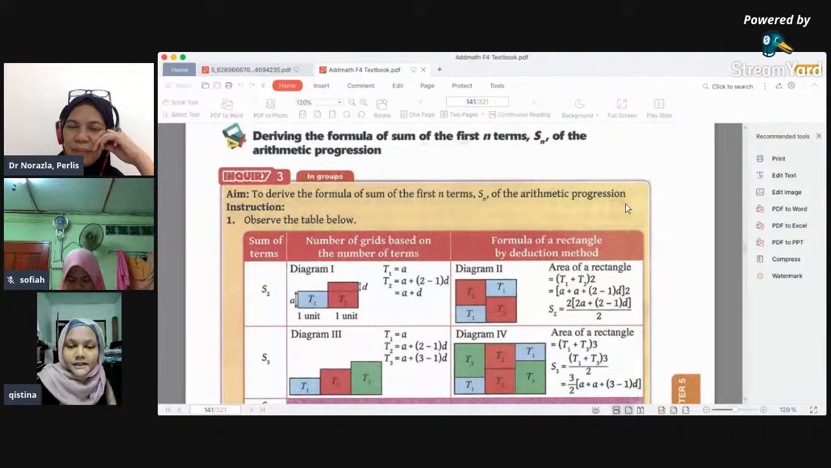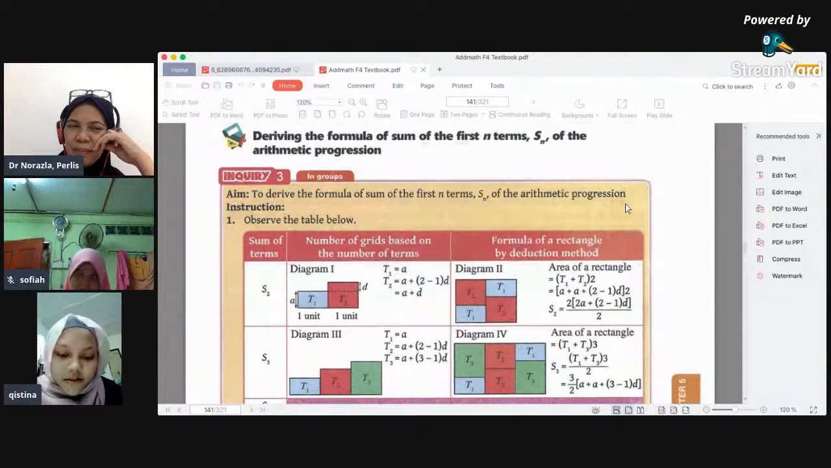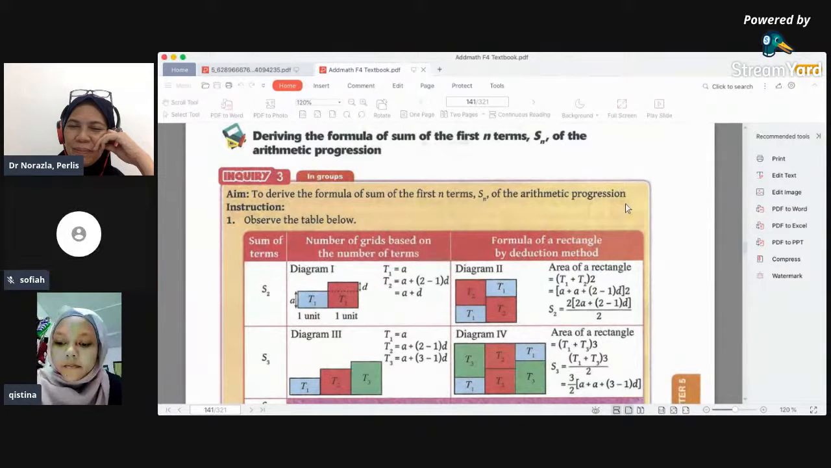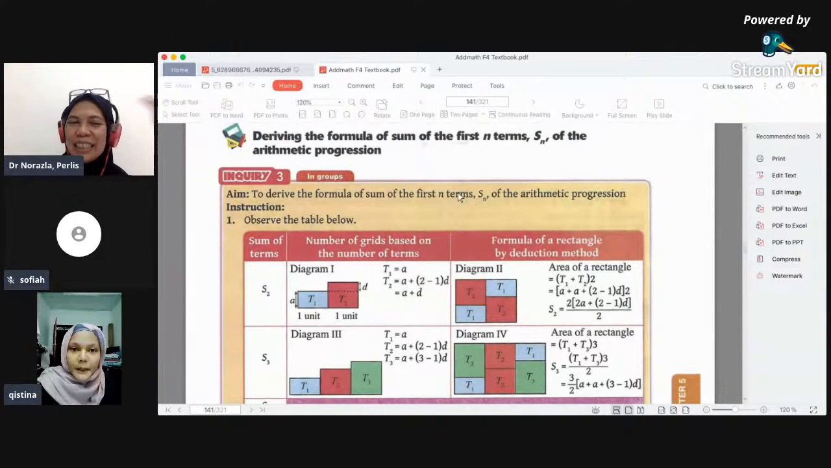There are 2 grids there, T1, which we can also... sorry, madam. Let's take a look at the diagram.